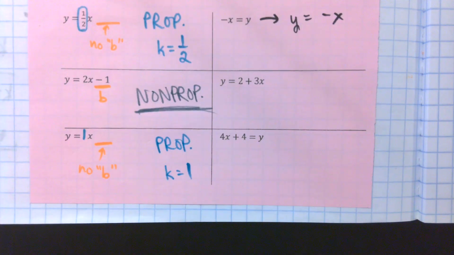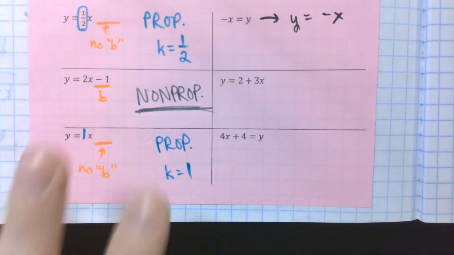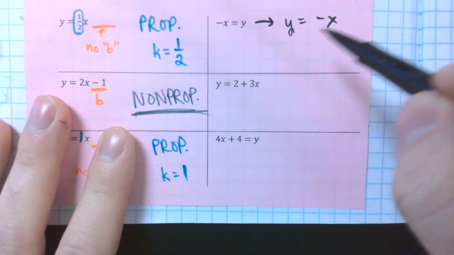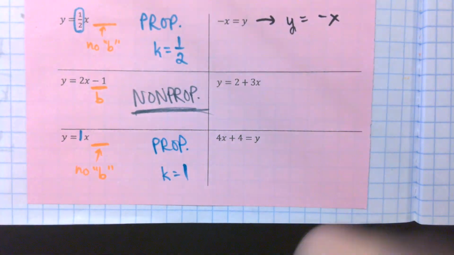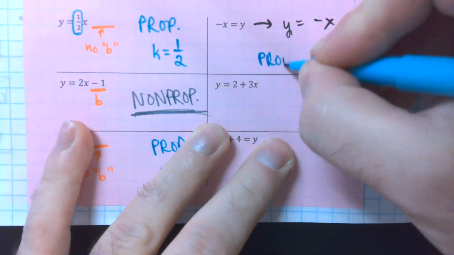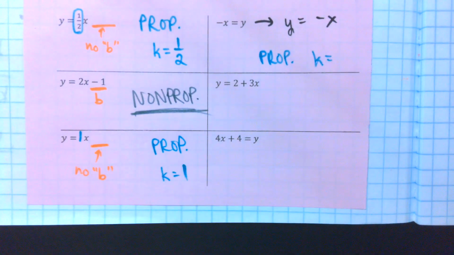Yes, you can. Equal signs go both ways, right? I could flip them around all I want. This is equal to that. That is equal to this. Either way, they're equal. So, y is equal to negative x. Is there a b value on the end? No. So I know right away that this is proportional.